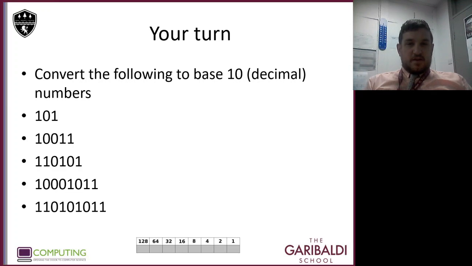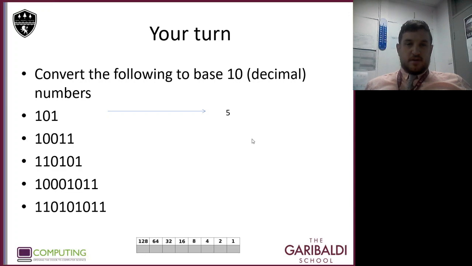Hopefully you've done those tasks now and you've unpaused the video. So I'm going to go through the answers. Now, a classic mistake that people make with this is that they start writing the numbers out at the wrong end. Remember, the rightmost 1 always needs to go in the 1 column. So the first one should have been 5.